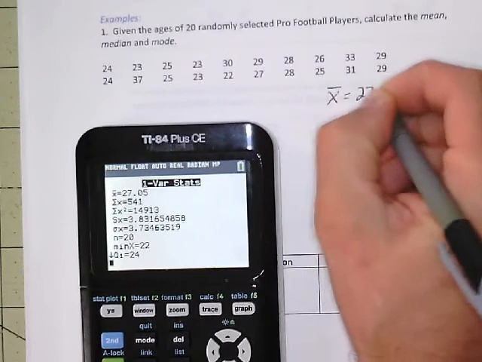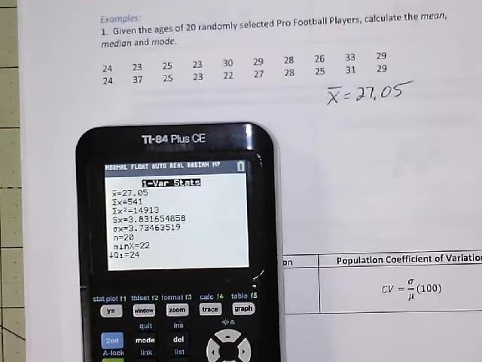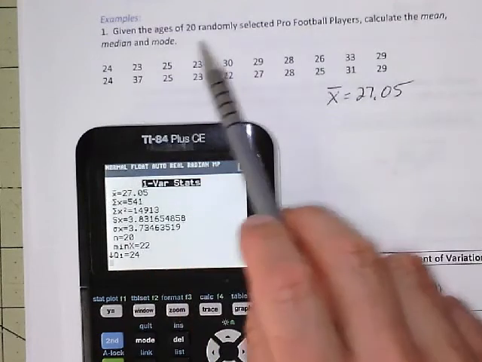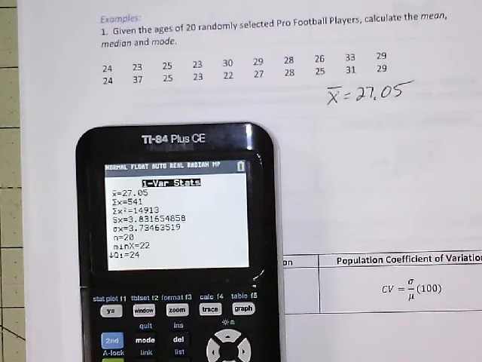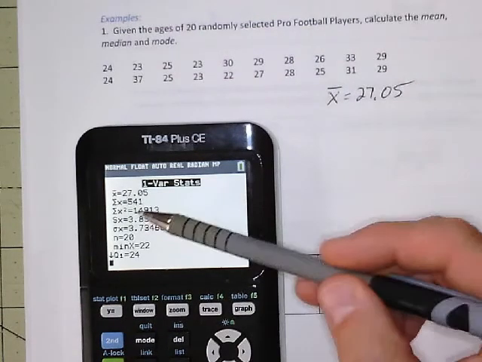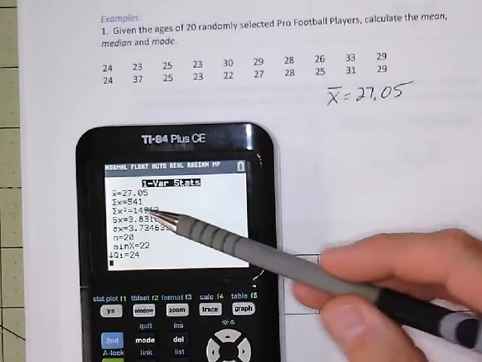So what this does now is that it just told us that our mean X bar is 27.05, okay? The calculator will always tell us X bar, all right? Because the calculator doesn't know if you're entering sample data or population data. So you need to be smarter than the calculator, okay? So this is the age of 20 randomly selected pro football players. I know I'm dealing with a sample because there's a lot more than 20 pro football players in the league or in the world. So I'm dealing with a sample of 20. So 27.05 is my sample mean, all right?